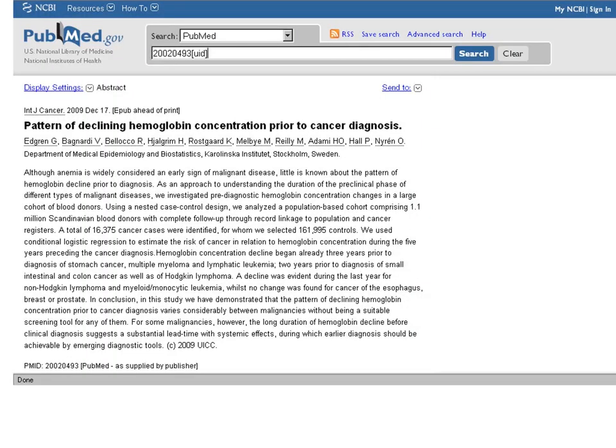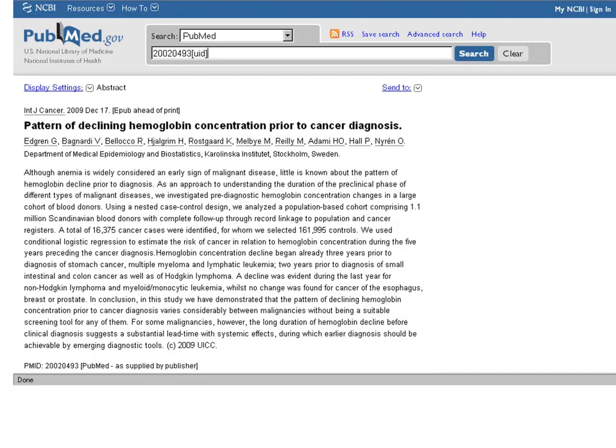Let's look at this example, which is this study. It says pattern of declining hemoglobin concentration prior to cancer diagnosis. If you look closer at the design, the investigators said we used a nested case control design. We analyzed a population-based cohort. So the cohort was already there. And then they derived a nested case control from this design. We analyzed a population-based cohort, with one-to-one comparison from registers.